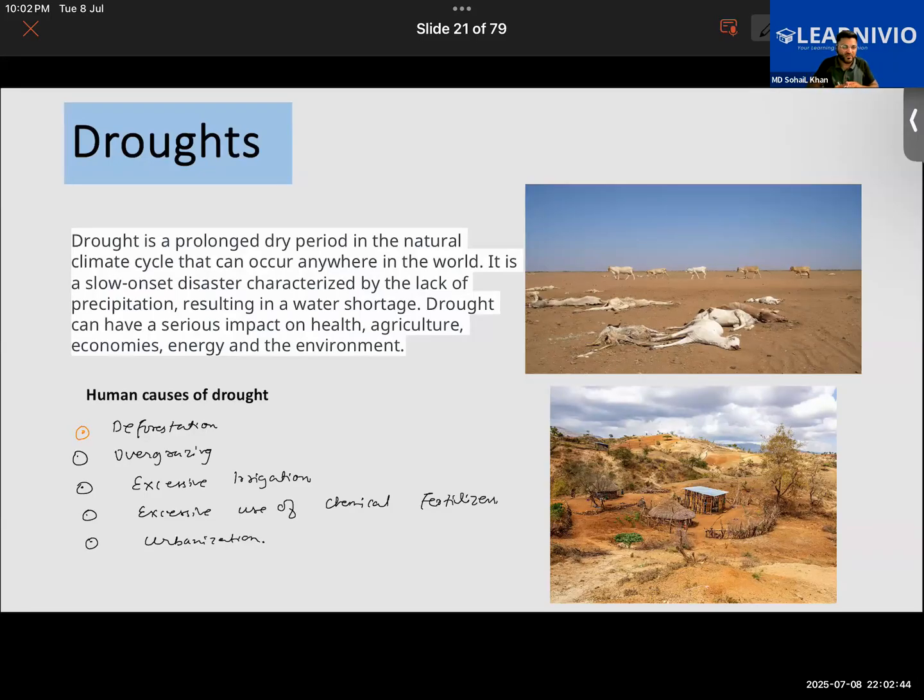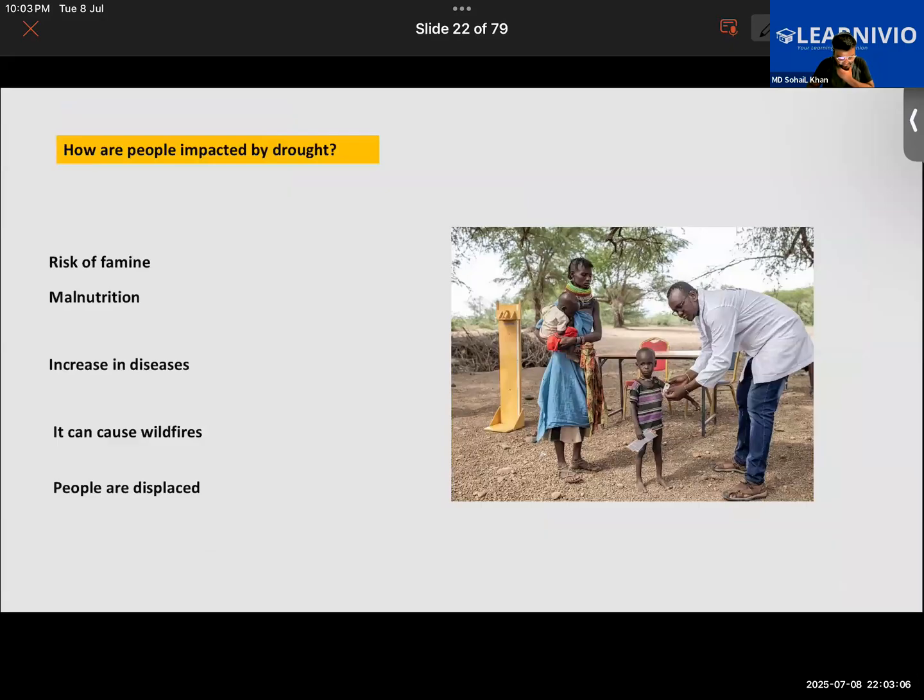So right now we are learning about the causes of desertification. So far we have learned about the consequences. It leads to an increase in the concentration of carbon dioxide gas in the air. Next we learned that it leads to loss of biodiversity, and now we are learning that it leads to drought also. Okay, that is the thing.